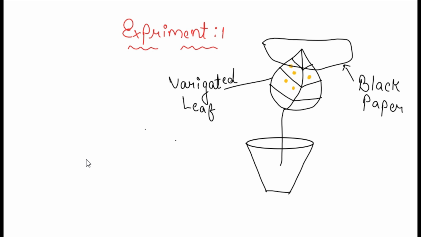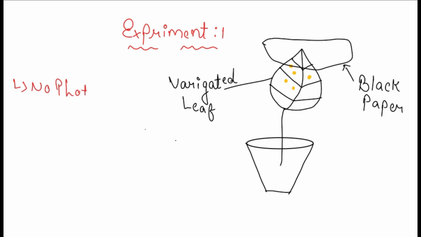In this there is a variegated leaf. The word variegated means there are spotted dots present in the leaf which do not perform photosynthesis. Further, we are covering the leaf with black paper. As a result, the sunlight does not fall.